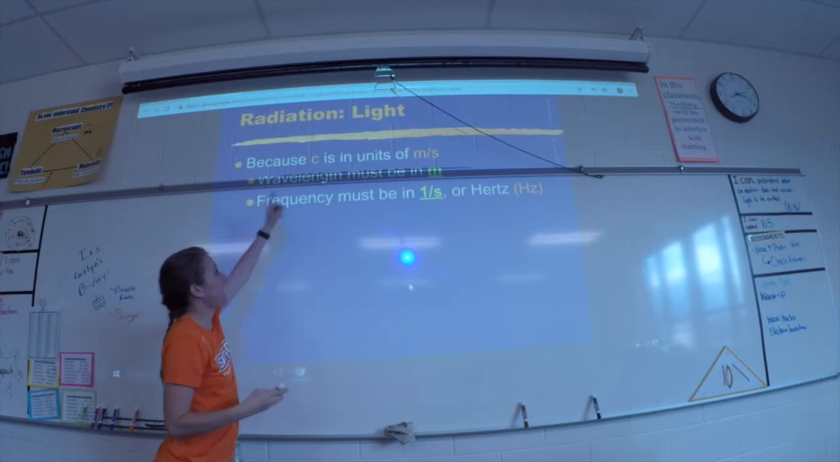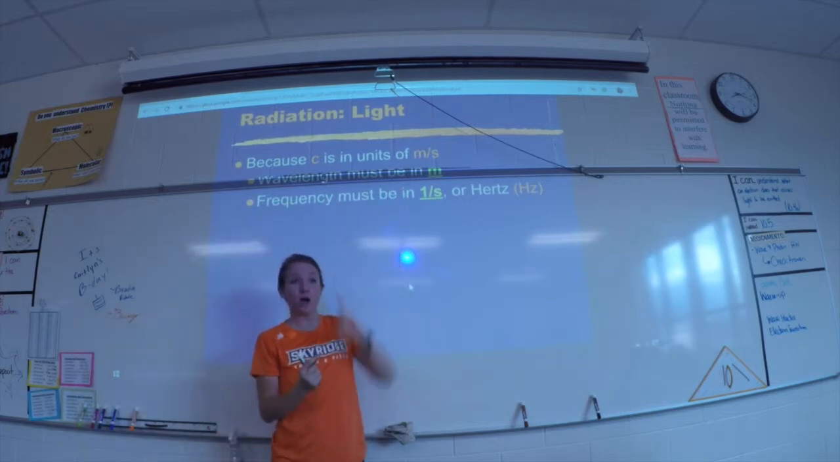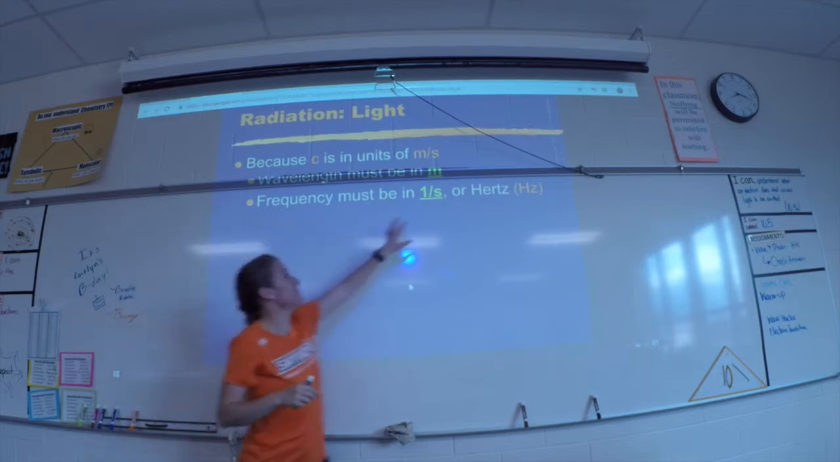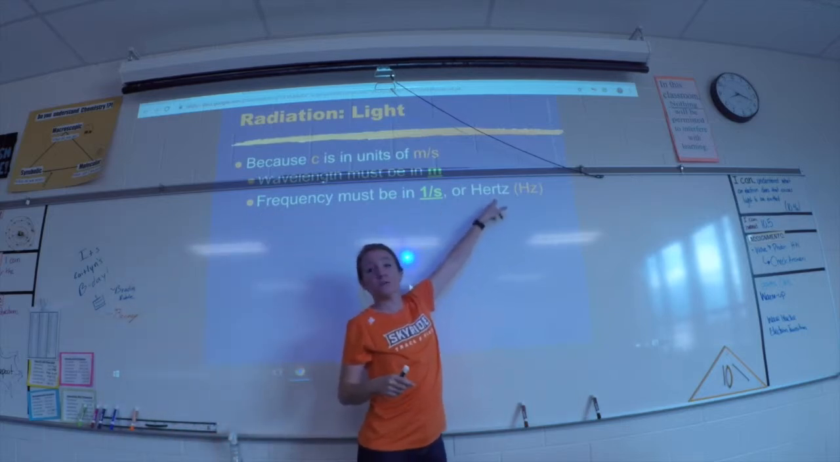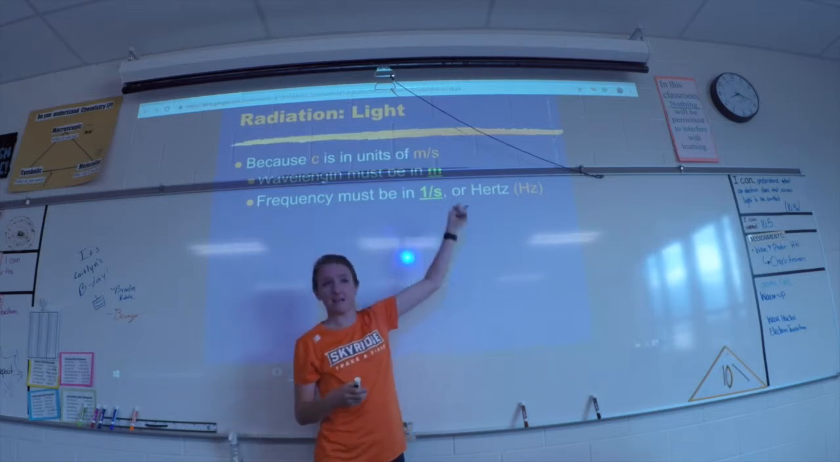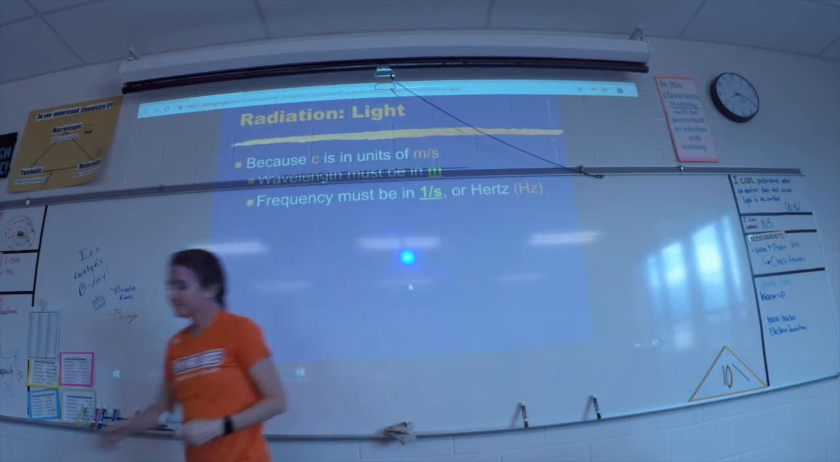So the wavelength has to be in meters. So if it's not in meters, we have to get it in meters. And the frequency has to be in hertz, which is per second. So hertz and per second mean the same thing. Okay, one and the same.